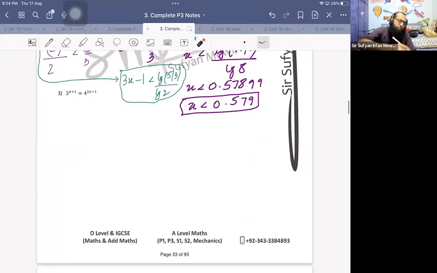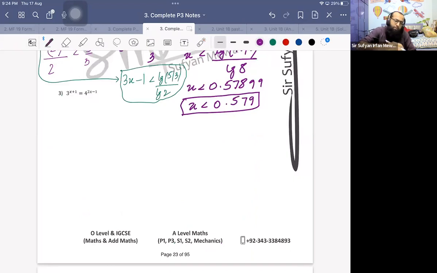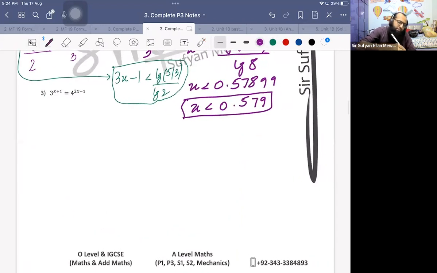Okay, last example to be covered quickly. 3 power x plus 1 equals 4 power 2x minus 1. It's better to split: 3 power x multiplied by 3 equals 4 power 2x divided by 4 power 1, because of the minus 1, we can divide. This 4 will be cross multiplied. 4 times 3 is 12. And this 3 power x will be cross multiplied over here. So 12 is equal to 4 power 2x divided by 3 power x.